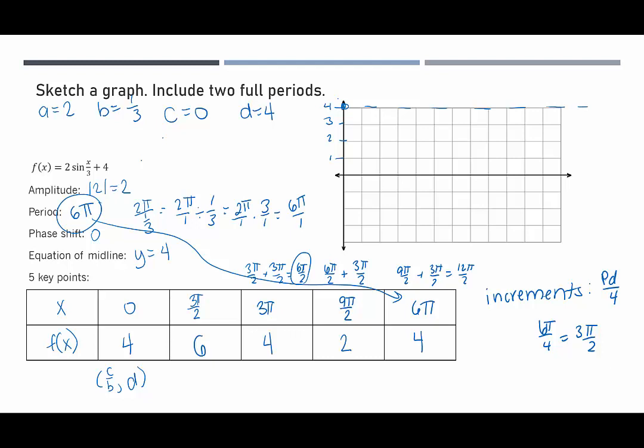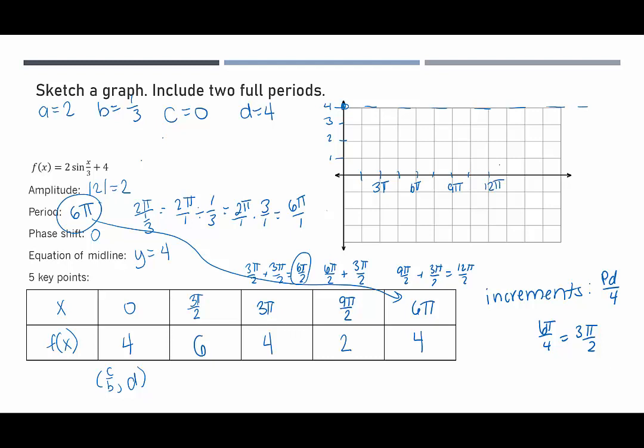For the x-coordinates, I'll just use the x-coordinates that I have here. So I'm going to do 0. This will be 3 pi over 2. This one's going to be 3 pi. 9 pi over 2. This will be 6 pi. This one will be 15 pi over 2. Then this is going to be 9 pi. This one will be 21 pi over 2. And this will be 12 pi. Okay, so we have that labeled.